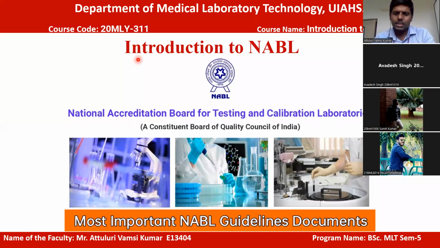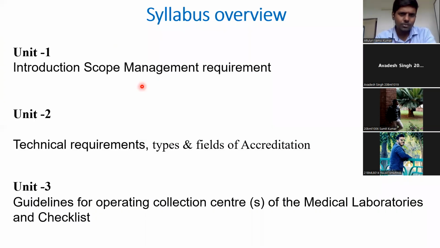So let us see what this NABL is. Let me go to the syllabus. The syllabus is very straightforward, students. Only 3 units are there. Unit 1 is the scope and management requirements of NABL, then technical requirements and types of fields of accreditation, and the third one is guidelines of operation control centers in medical lab technology. So how can we implement NABL guidelines in a medical lab in order to achieve accreditation.